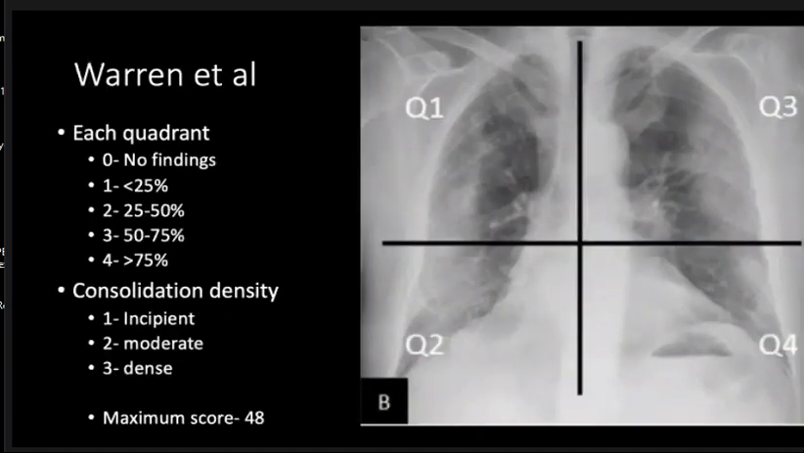This is the proposed method by Warren et al., initially devised to grade the severity of acute pulmonary edema using a vertical line along the spine and a horizontal line along the lower edge of the left main bronchus. So 4 quadrants are obtained, and each quadrant is assigned a score of 0 to 4 depending on the extent of the consolidation or ground glass opacities, and it is multiplied by the consolidation density. So the maximum score for this is 48.